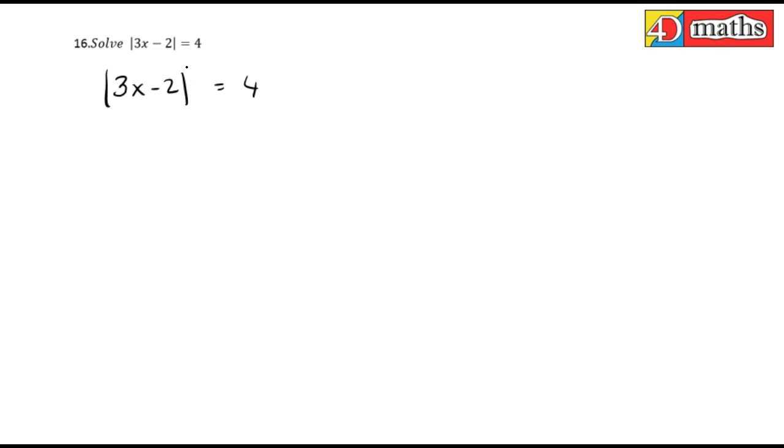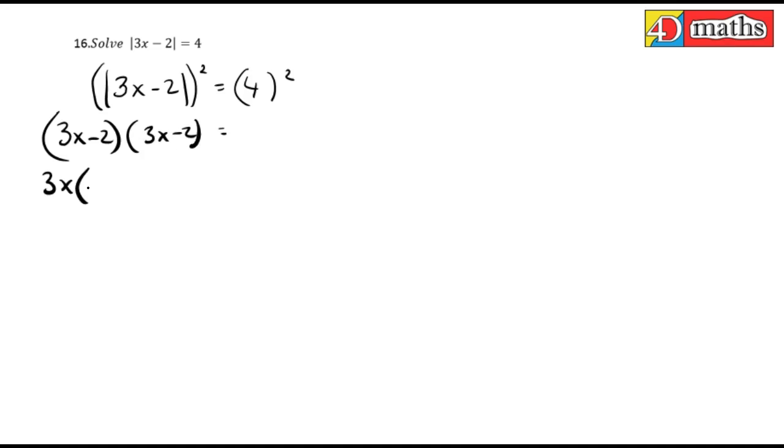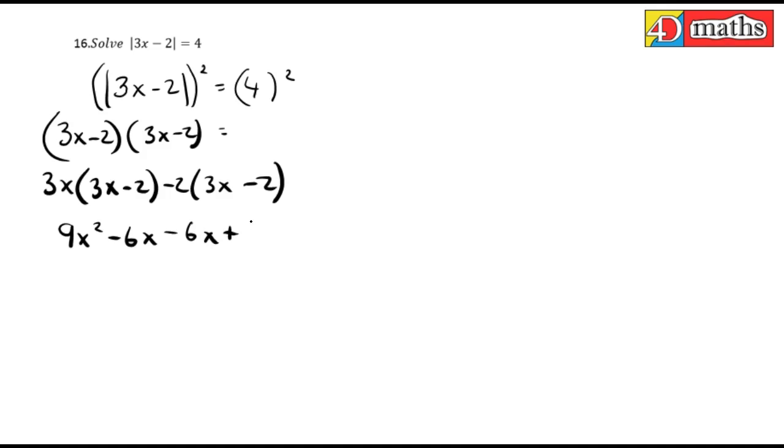So one way you can do this is by squaring both sides. By squaring both sides, that would be (3x - 2)(3x - 2), which works out to be 9x squared minus 6x minus 6x plus 4, so 9x squared minus 12x plus 4, equal to, that's 4 squared is 16, so it's equal to 16. So tidy that up.